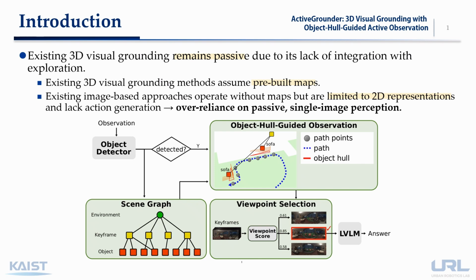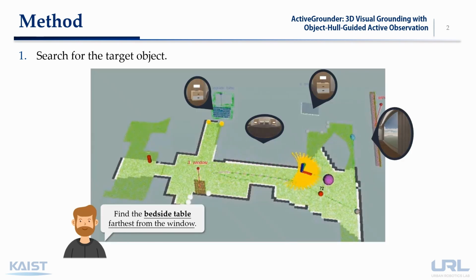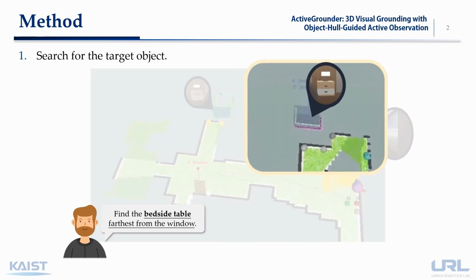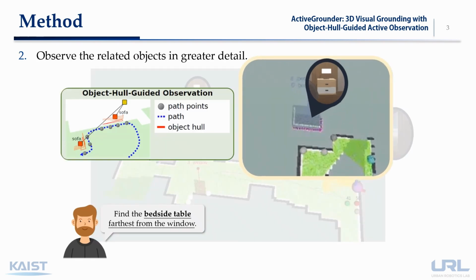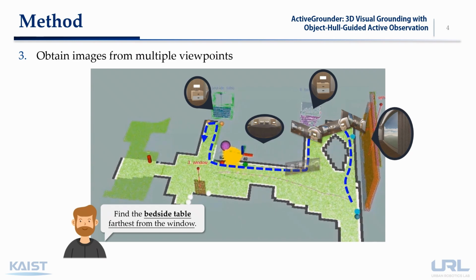in unexplored environments. Given a human instruction like "find the bedside table farthest from the window," the robot begins searching for the target object. When related objects are detected, ActiveGrounder observes them in greater detail through object-hull-guided observation. In this way, the robot obtains images from multiple viewpoints, which provides plenty of information.